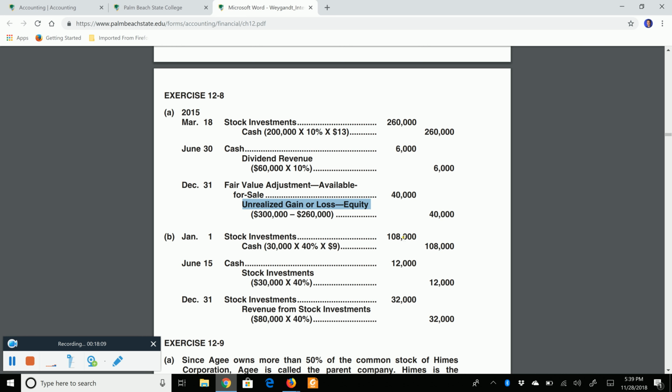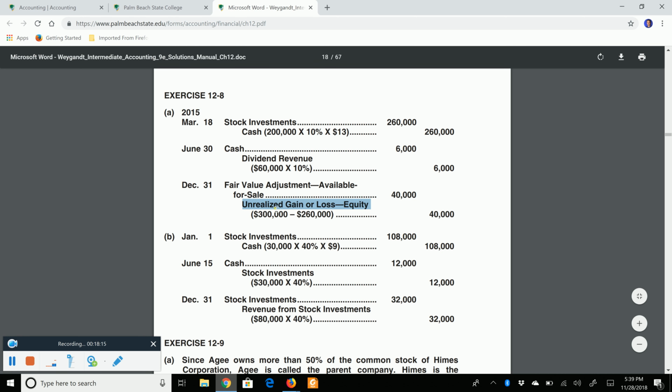So, depending if your investment is considered a trading security or an available for sale security, it's going to determine how we record, or where we report, I should say, this unrealized gain or loss account.